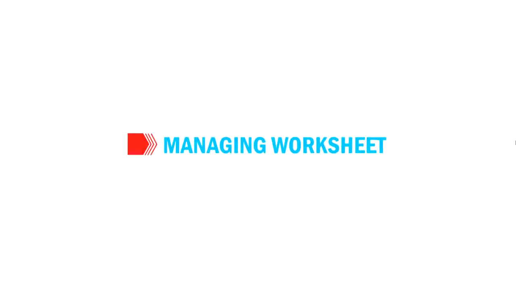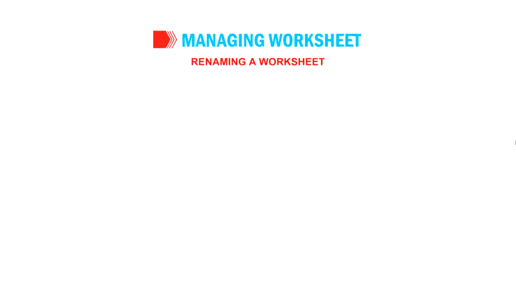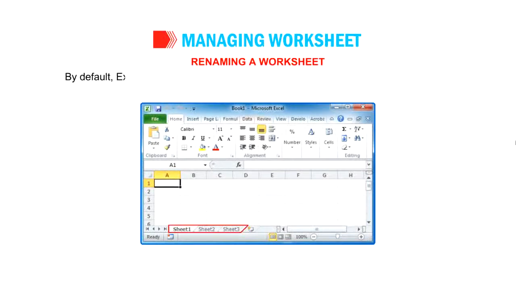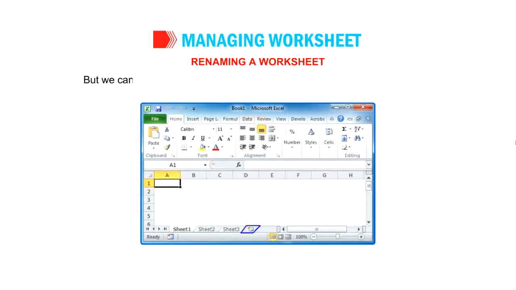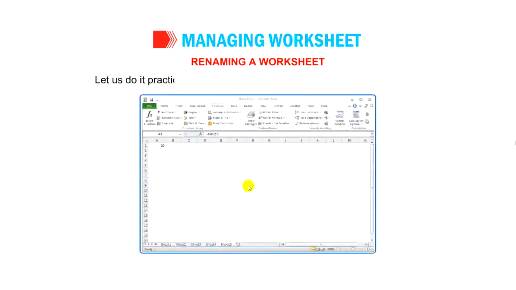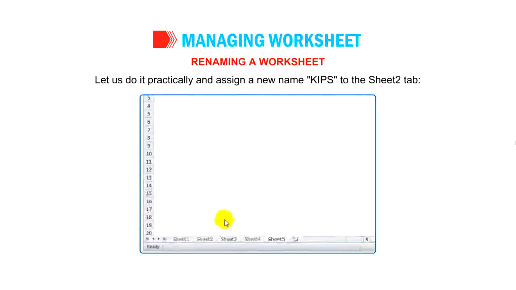Alright students, let us now understand how to manage a worksheet. Renaming a worksheet. By default, Excel displays 3 sheets in a workbook named Sheet1, Sheet2 and Sheet3. But we can add as many sheets as we require and assign any name to them. Let us do it practically and assign a new name, KIPS, to the Sheet2 tab.